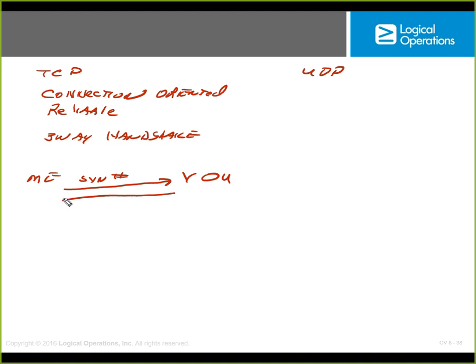You send back an acknowledgement, acknowledging that I want to have a conversation. And then you send me a synchronization packet, saying, but I'm going to use this numbering system to number my packets so that they don't get confused. I will then acknowledge your synchronization packet. After that, when I send data, I'm going to number it.